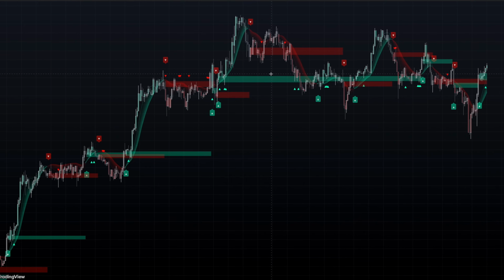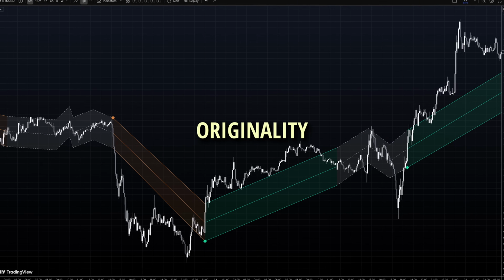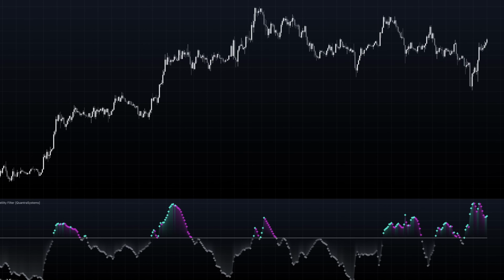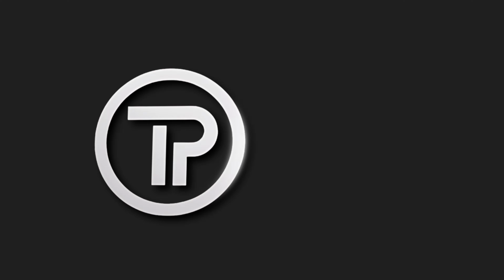Welcome to our TradingView indicator review, featuring 5 tools that could enhance your trading strategy. Each indicator is evaluated on originality, usefulness, visualization, customization, and logic, then ranked from lowest to highest score. Let's dive in.